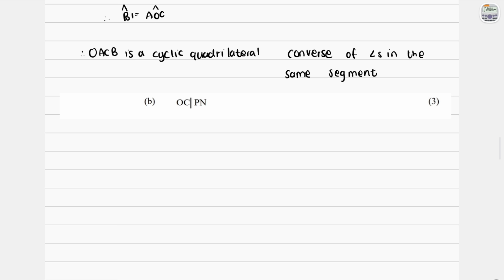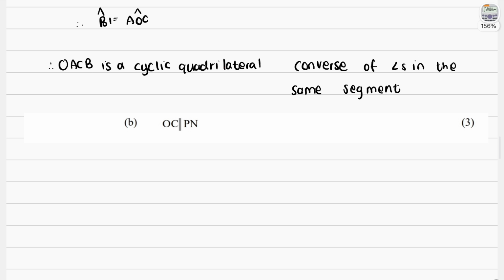And then B says we need to prove that OC is parallel to PN. So you're trying to prove that lines are parallel. Think about theorems that refer to parallel lines. So we could use F-angles here. This will be the first guess. So if you can show that you have any F-angles equal, okay, then we have parallel lines. If you can show that this angle is equal to this angle, then it means that the corresponding angles on these lines are equal. Therefore, the lines are parallel.